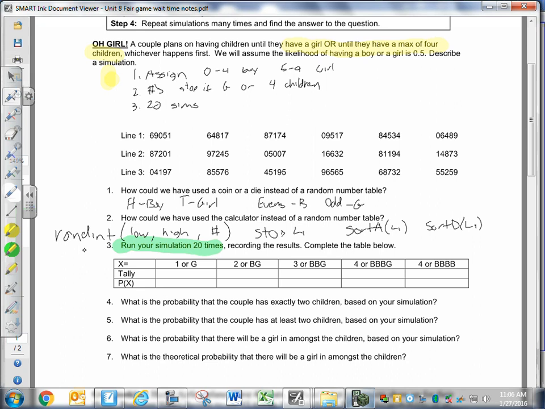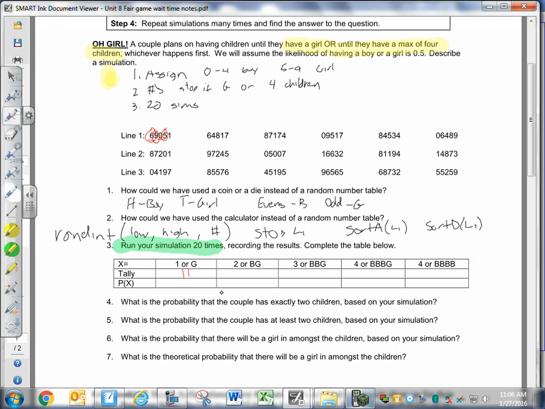But let's use the lines here, use the random digits, and let's simulate this situation of a family wanting to have a girl or four children. Here we go. Five through nine is a girl. We get six first. That's a girl. I'm going to circle the girls. So underneath the possibility of one girl, tick mark for that. Next simulation, I just get a girl, boom. Next one, I'll have a boy and then a girl.